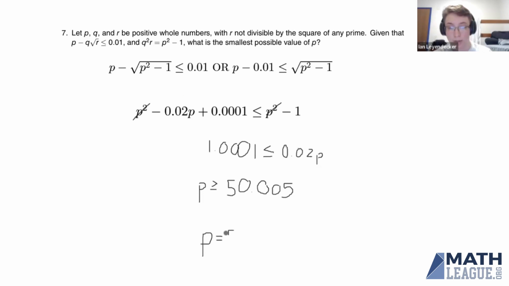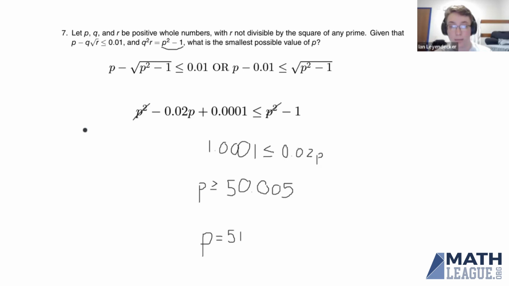And we first also need to make sure that this Q squared R can be set equal to P squared minus 1, such that P minus Q times the square root of R is less than or equal to 0.01. But you should notice that for any whole number, we can write its factors as Q squared times R, where R is not divisible by the square of any prime. We can do that by taking the prime factorization of that number, in this case, P squared minus 1. And for all of the prime factors that do have a matching pair, they will be factors of Q. And for the prime factors that do not have a matching pair, they will be factors of R.